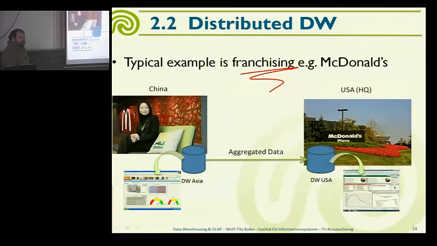If you have the data warehouse in Asia and the data warehouse in the USA, they collect the data from the different stores, from the different facilities, but they only exchange aggregate data. They don't exchange the raw data, and they don't allow access to the raw data. So if you want something very specific, you have to ask the other side.